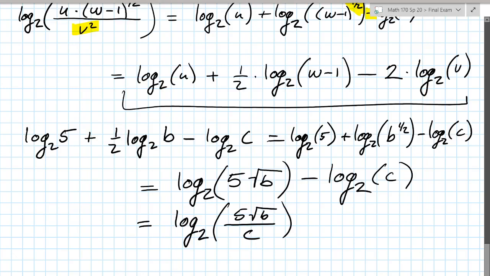And that's it. Okay, so remember when we do those, we need to take care of the powers first before we can combine with addition and subtraction.